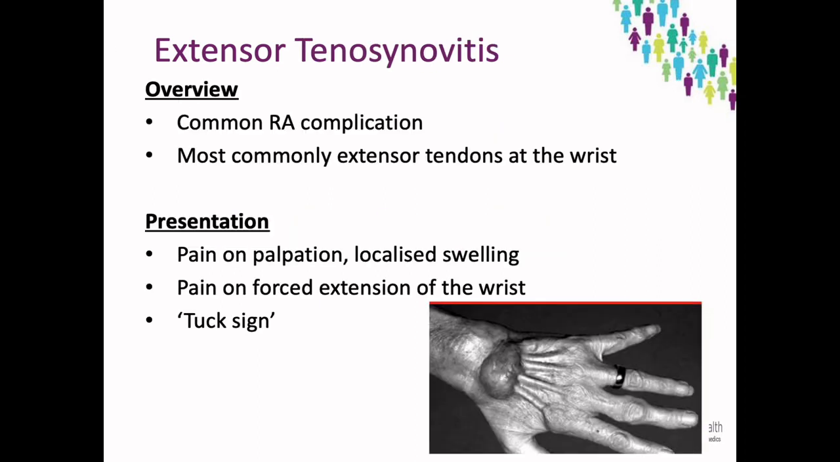So in terms of extensor tenosynovitis, Doug talked a little bit about this a few weeks ago, but basically it's a frequent manifestation of the disease, and mostly tenosynovitis affects the extensor tendons at the wrist. You can see things like pain, as well as this tuck sign, which is a massive synovial thickening tracking with the tendons and bunching at the retinaculum during digit extension.